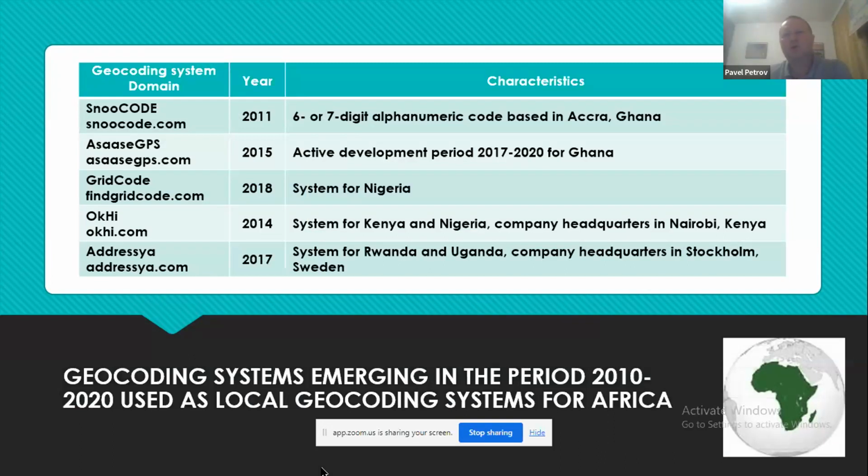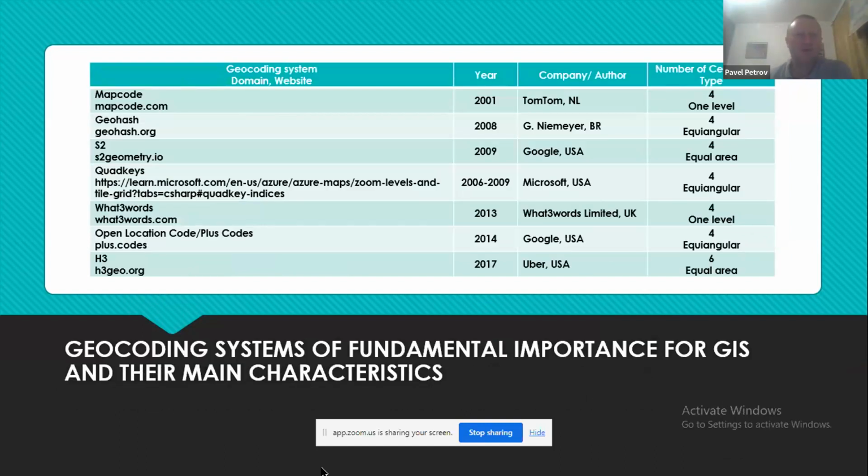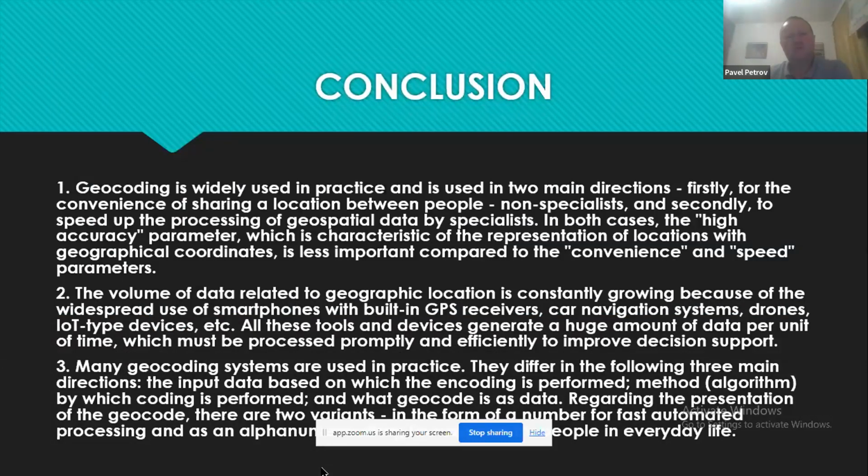Also, in our paper, we overview the Google Open Location Code, Plus Codes, the Microsoft Quadkeys system from 2008, S2 Geometry also from Google, H3 from Uber, and so on. In conclusion, we can say that these geocoding systems, which we researched and investigated in our paper, are all equal angle tessellation systems.